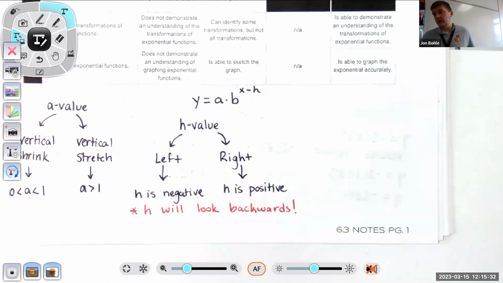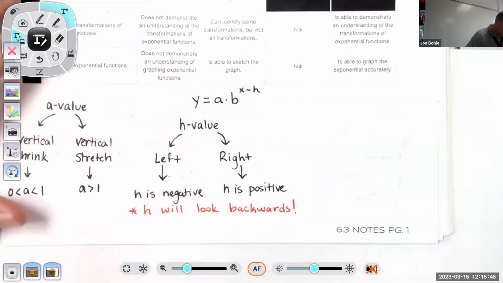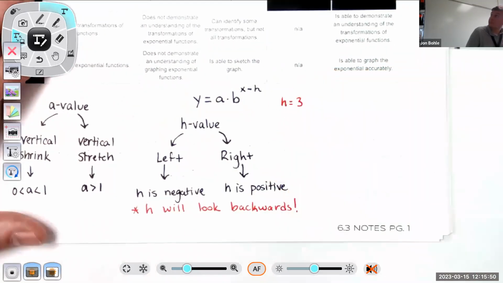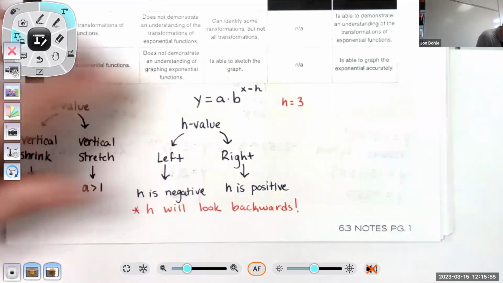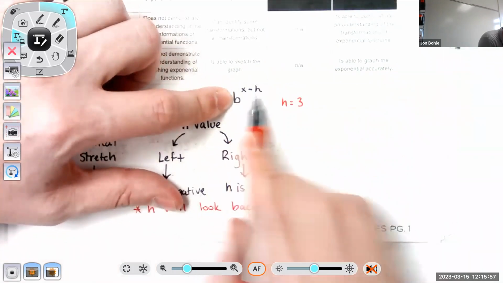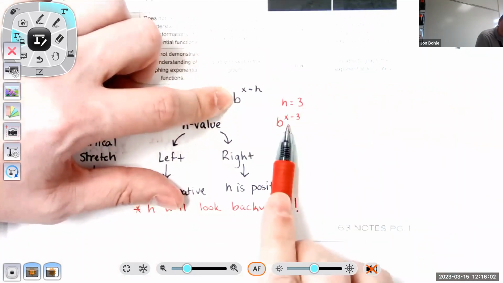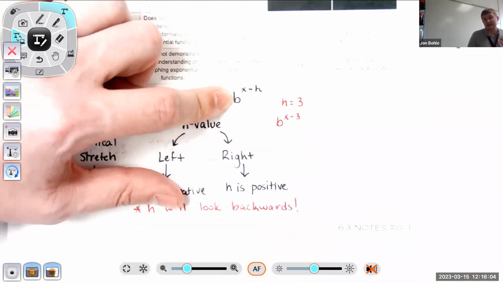But for some people, you might just need to do a little memorization that H is just a little bit backwards. And by a little bit, I mean a lot. It's 100% backwards. Here's why. Imagine I have an H value equal to 3. I'm going to plug in a positive 3 here, and then I'm going to have b to the x minus 3 power. Well, now it looks like it's negative here, but it's actually positive.